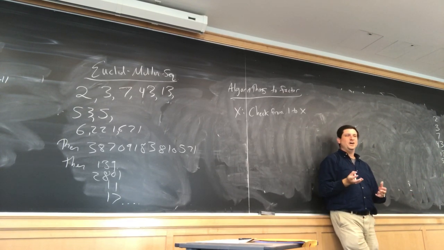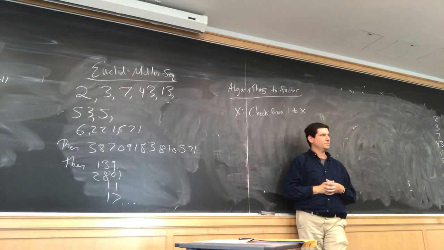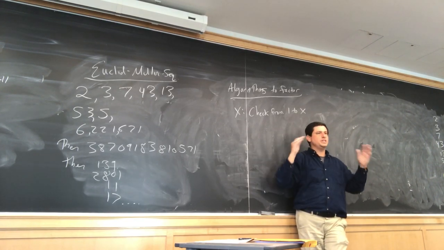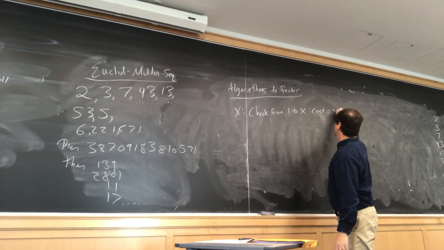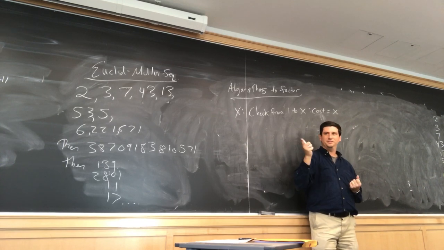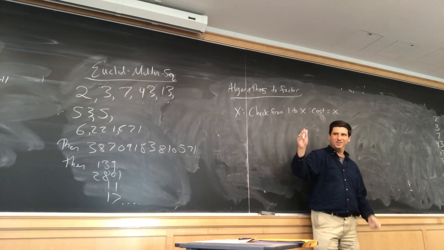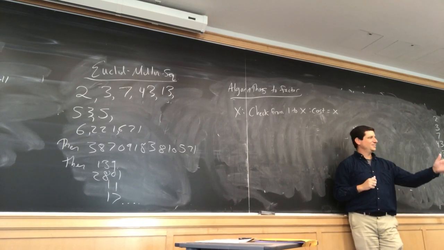Well, depending on how large x is, you have to take into account that maybe certain multiplications and divisions are harder than others. But let's ignore that. We'll say it takes x steps. So the cost is x. What's the weakest tweak you could do that's a little bit better? 2 through x.